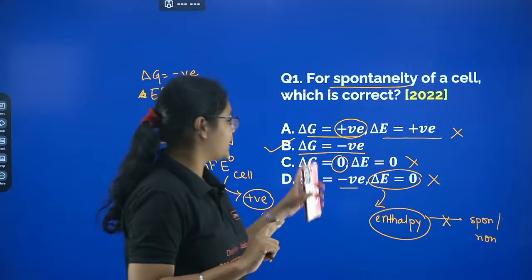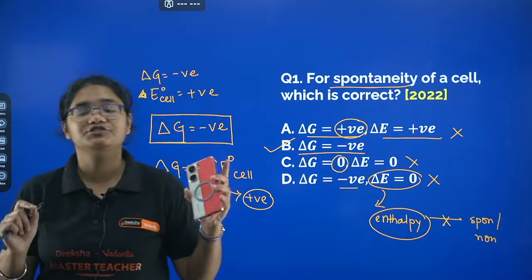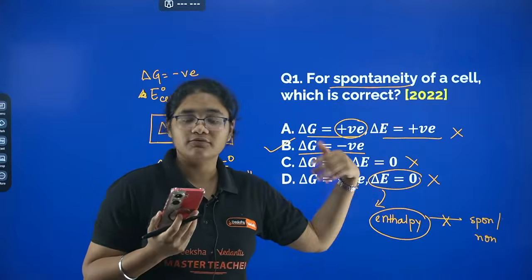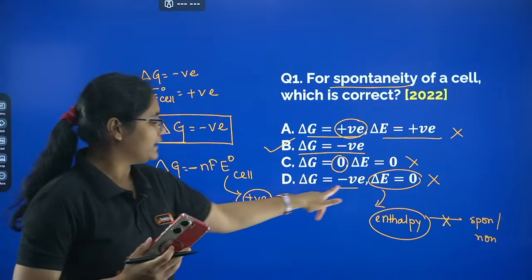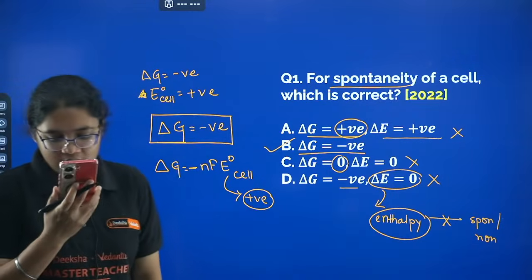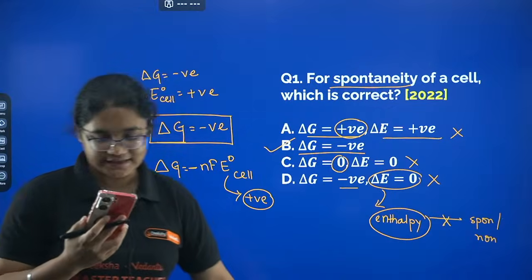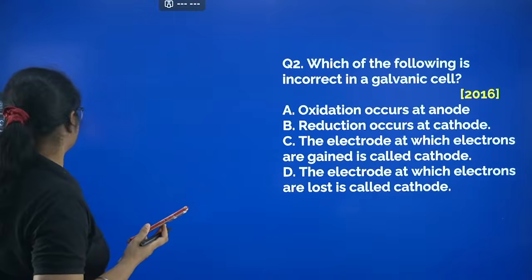The only condition that I need to maintain every time is that delta G should be negative. Delta H, or enthalpy, can be positive or negative; it doesn't depend. Your delta G has to be negative. Delta G negative means the reaction is spontaneous. Yes, of course. Okay, let's go to the next question.